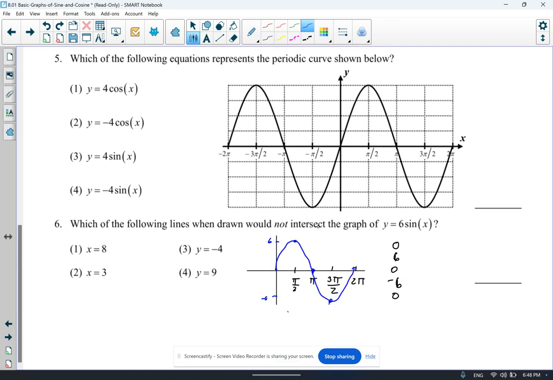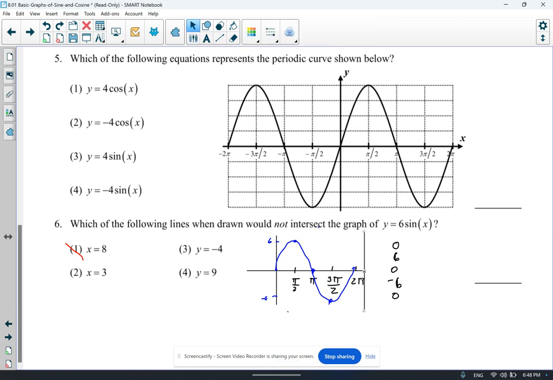But now it's saying which would not intersect. Well, x is equal to 8. x equals something is a vertical line. And 2 pi is a little over 6 because pi is 3.14. 2 times that, that's a little over 6. So that would be a line here. And eventually this curve would definitely intersect that graph. It would continue out and you would see it eventually intersect. So that's certainly not our answer.